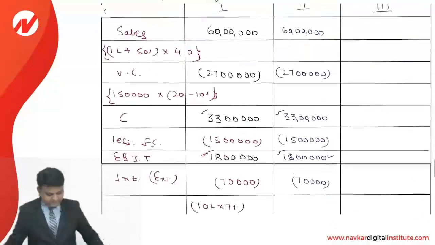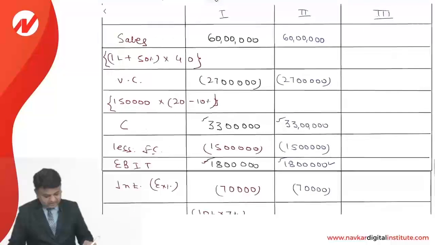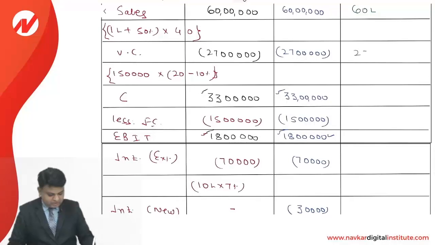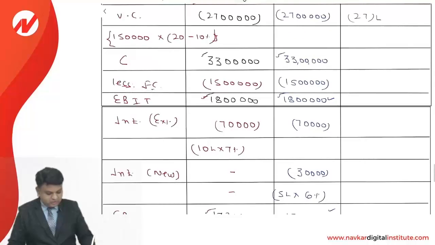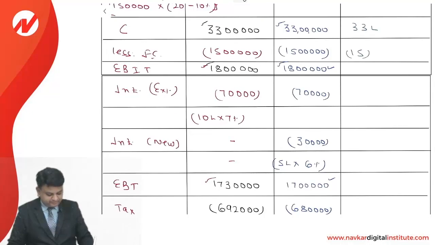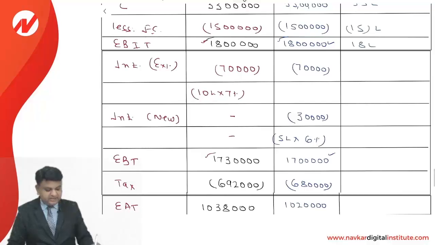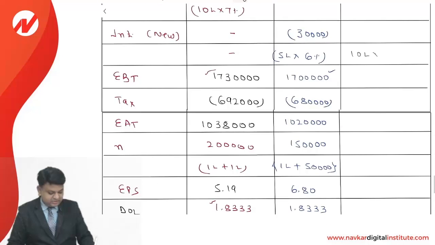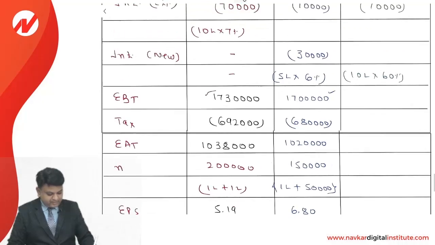Next, where there is entire debt financing, even in that case, the sales is going to remain same, 60 lakhs. Variable cost no change, 27 lakhs. Contribution no change, 33 lakhs. Fixed cost same, 15 lakhs. EBIT same, 18 lakhs. Existing interest same, 70,000. New interest will be 10 lakhs into 6%. That comes to an amount of 60,000.